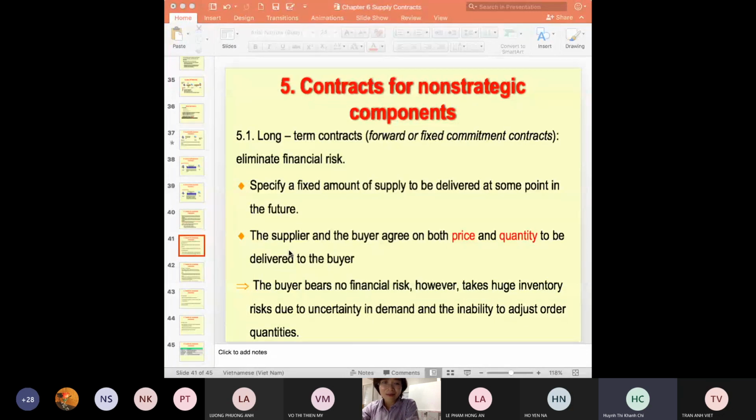Hey, everyone. Let me quickly summarize. In today's lesson, we focused on supply contracts. Supply contracts are for strategic and non-strategic components. For strategic components, we have several contracts, and I shared them with you. The rest is the contracts for non-strategic components. We're not finished, and we will finish that in the next class.